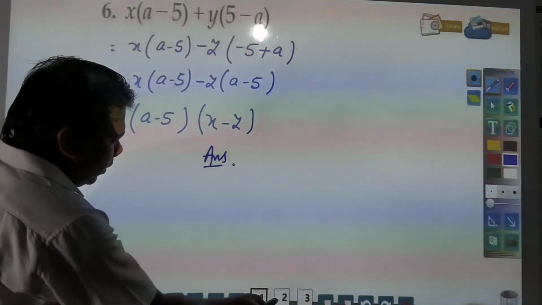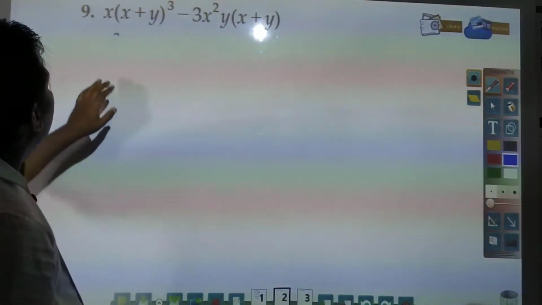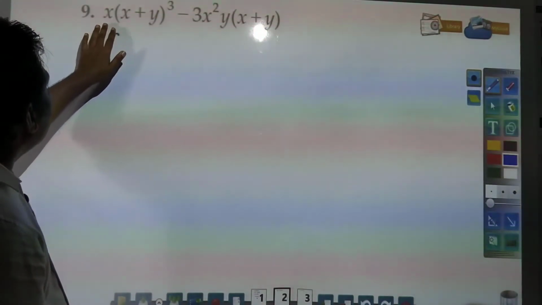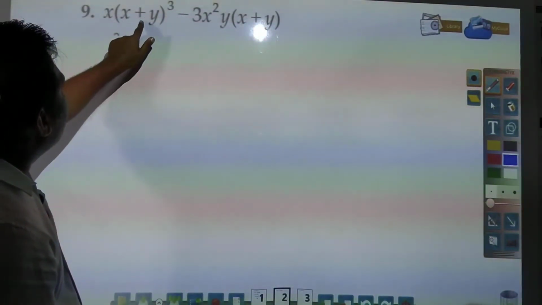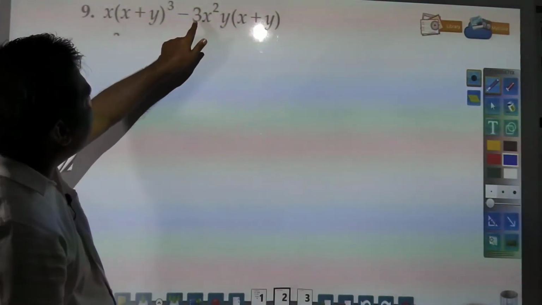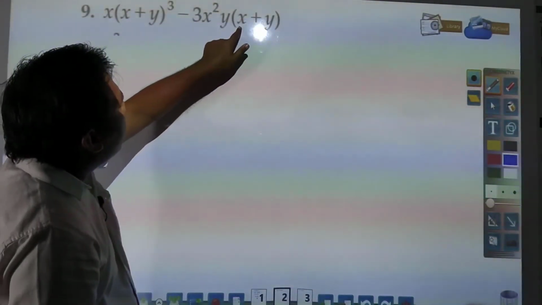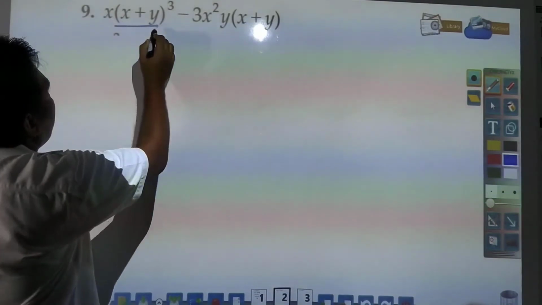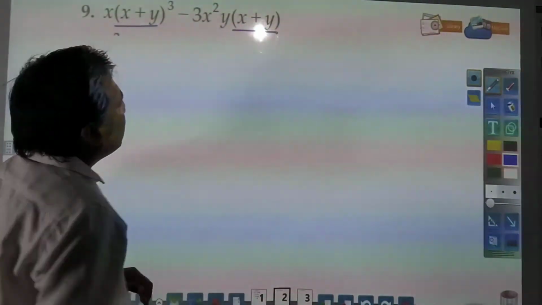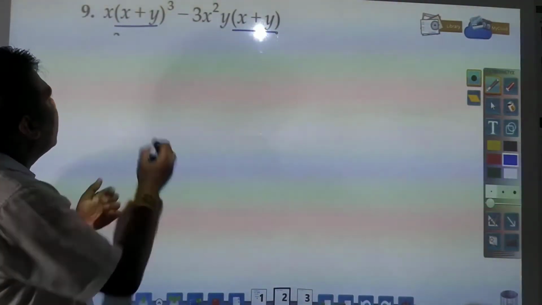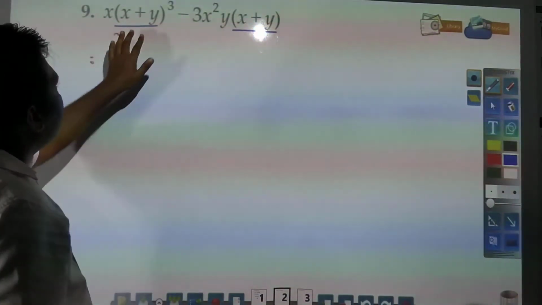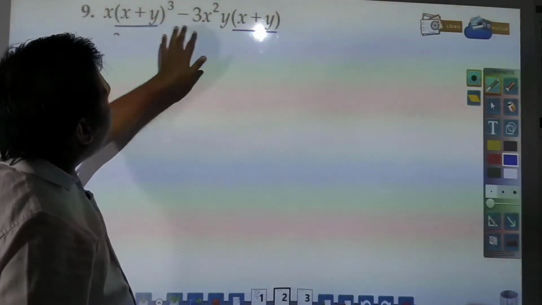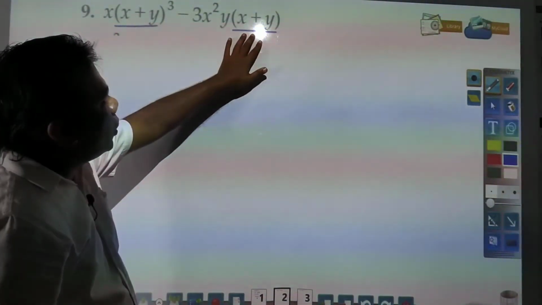Next we will see question number 9. We have x into x plus y whole cube minus 3x square y into x plus y. Here you see x plus y and x plus y you have common, so that can be taken out. The underlining is for making you understand; you must not do it.